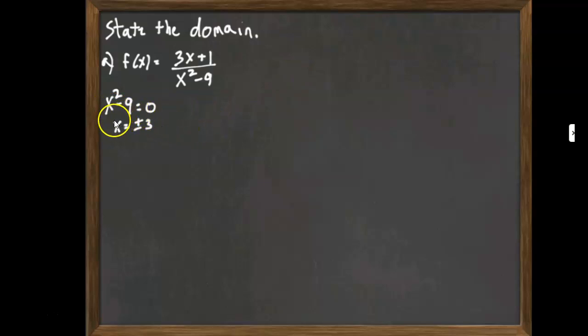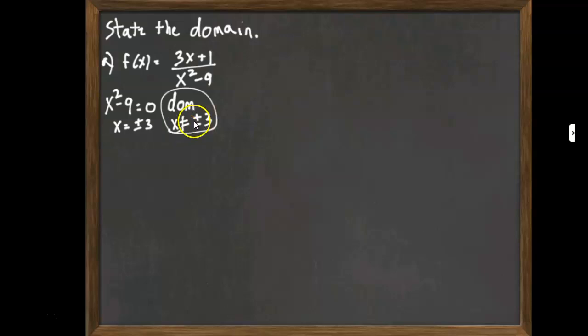We can do it a couple different ways. Simplest way, bring the 9 over and apply the square root. And we get, there are two values that cause the denominator to be 0: positive 3 and negative 3. So therefore the domain is: x can be anything but positive 3 and negative 3.